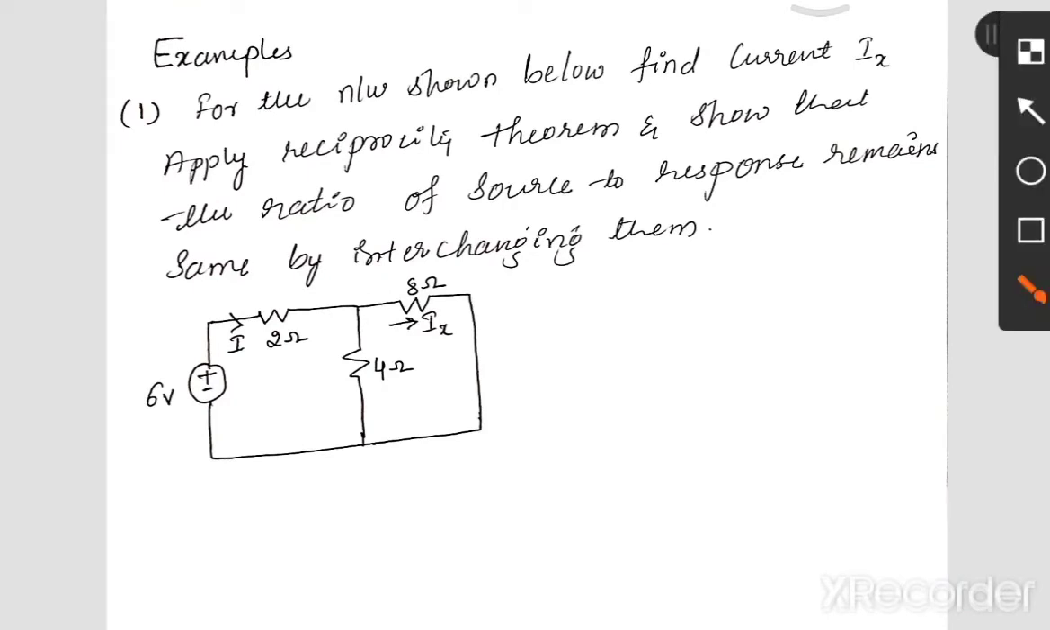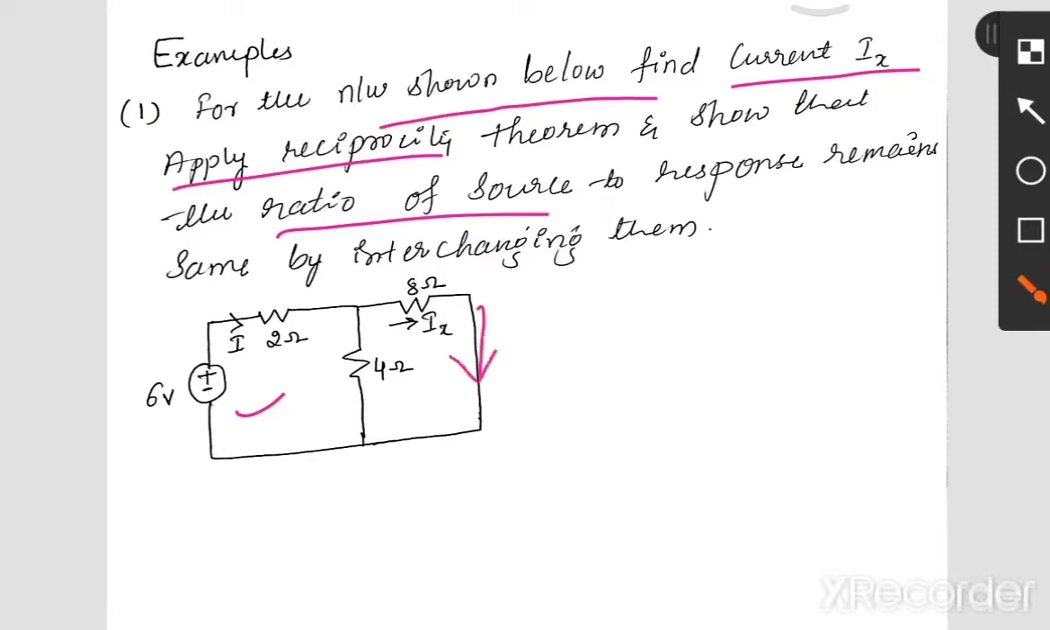Let's take a simple example. For the network shown below, find current Ix, apply the reciprocity theorem, and show that the ratio of the source to response remains the same by interchanging them. Let's say the excitation is 6 volts and the response is Ix here. So let's find out Ix first. As we have told, we have two ways to do it: either by KVL, or by Ohm's law and the branch current formula.